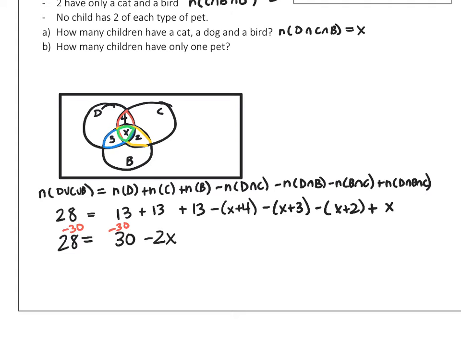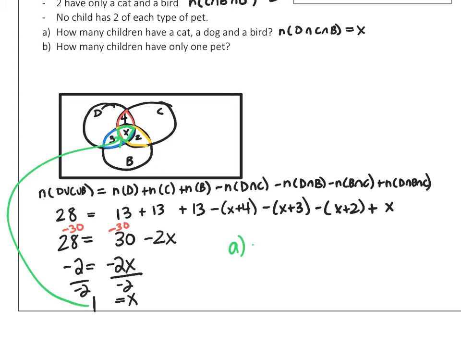So I get 28 subtract 30 is negative 2 equals negative 2x. Divide by negative 2, x equals 1. Okay, so what that means is in that very middle portion of my Venn diagram, that's where the 1 goes, right? So to answer question A, how many children have a cat and a dog and a bird? Well, that is 1.